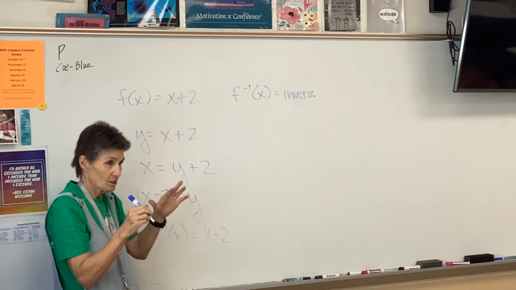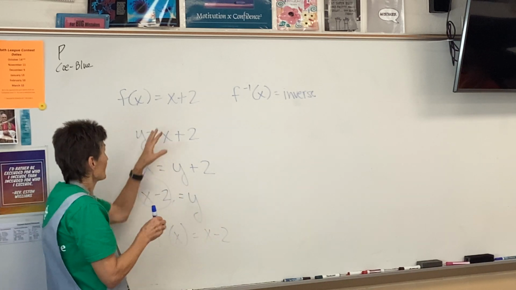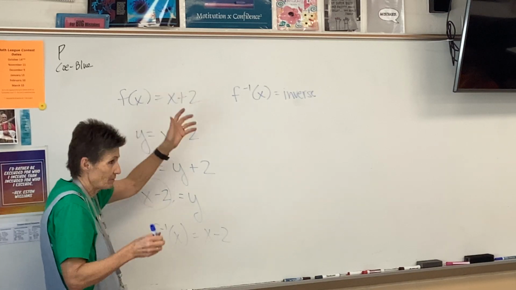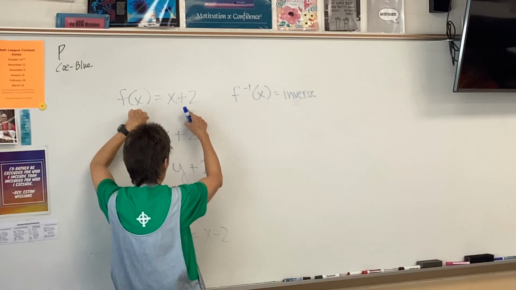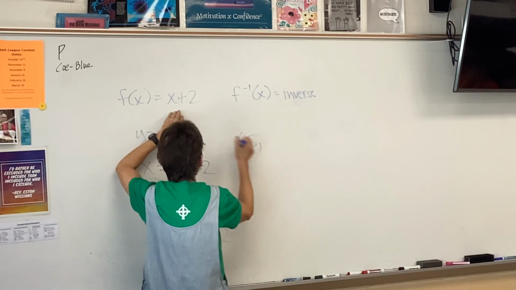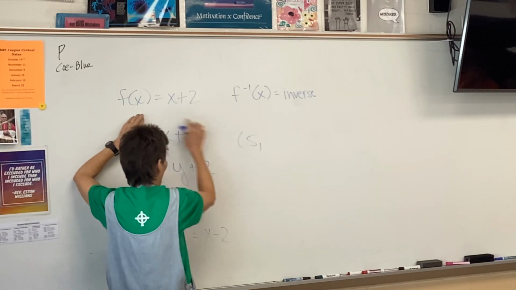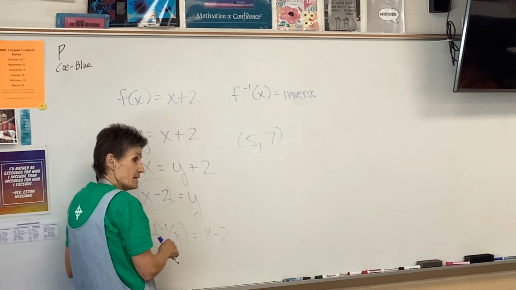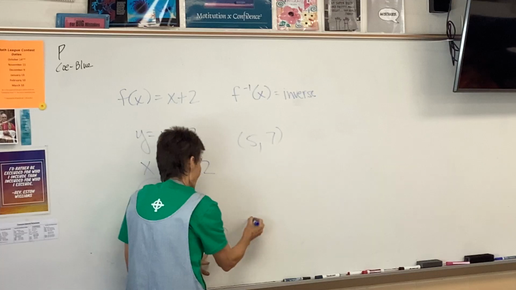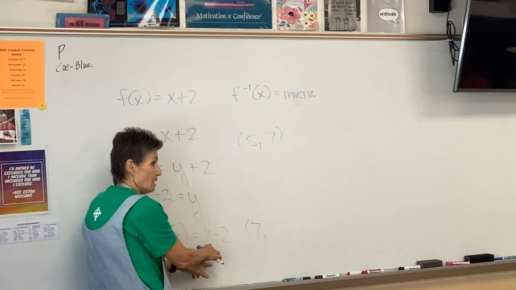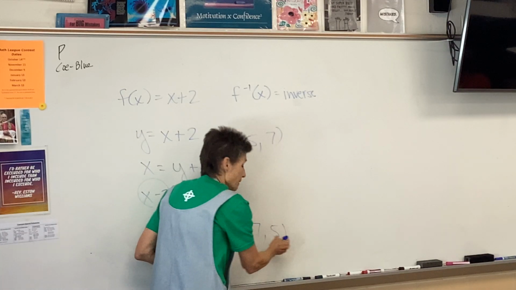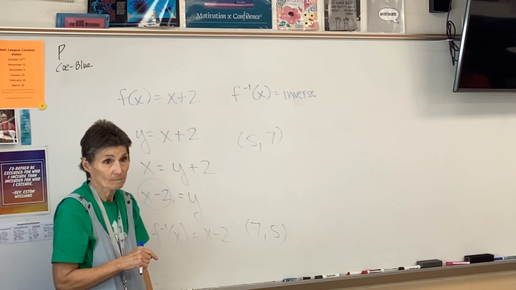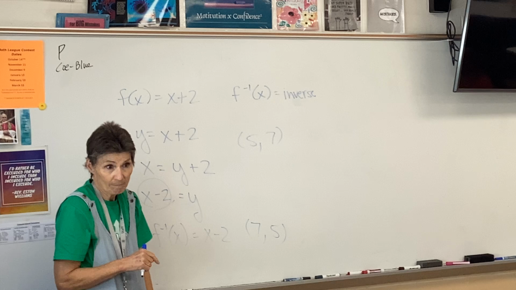So, just to make that a little clearer, look at your original problem. If you pick a number like 5, the original problem, if we let x be 5, then y will be 7, correct? In the inverse, if we let x be 7, y turns out to be 5. Inverses undo each other. Okay?